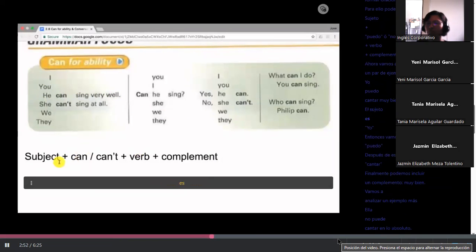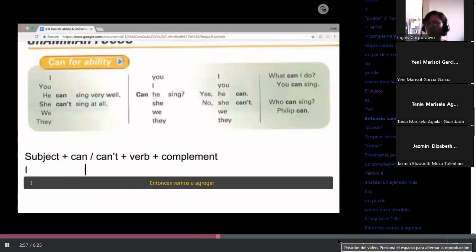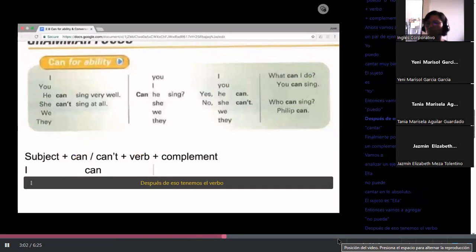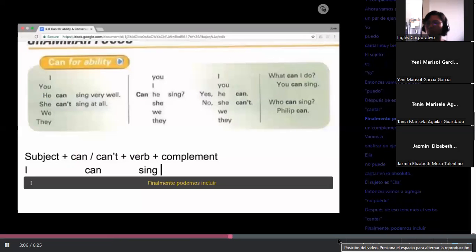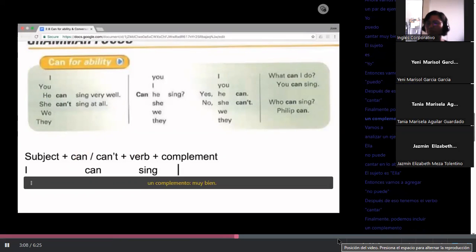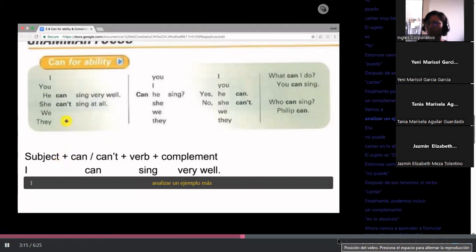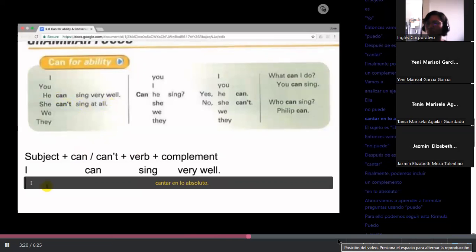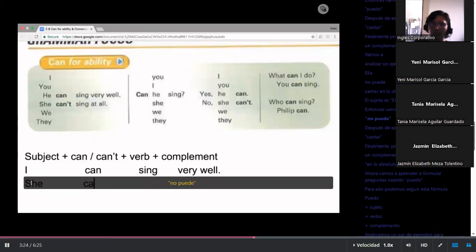The subject is I. Then we're going to add can. After that, we have the verb sing. Finally, we have a complement. Let's analyze one more example. She can't sing at all. The subject is she. Then we're going to add can't.